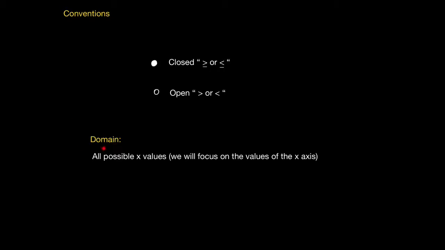Now when we look at the domain, essentially what we're doing is we're getting all possible x values. So for these problems, we're going to be focusing on the values of the x-axis. So we're going to be looking at the values right here that are located on the horizontal line. Let's take a look at an example.